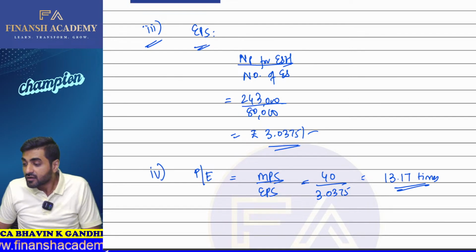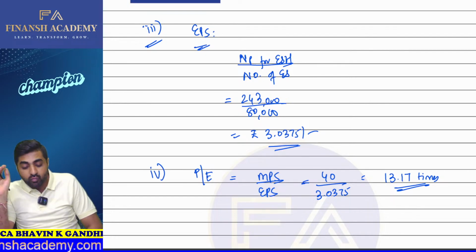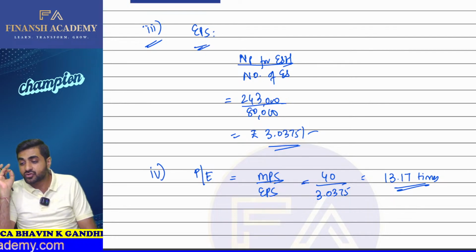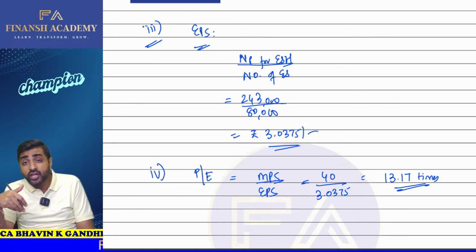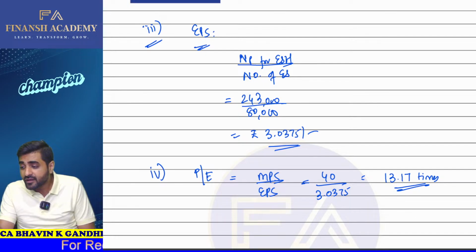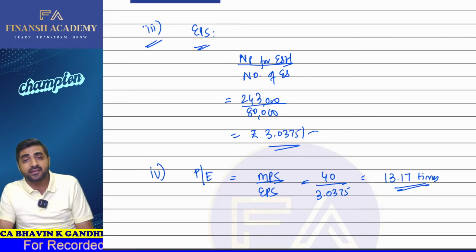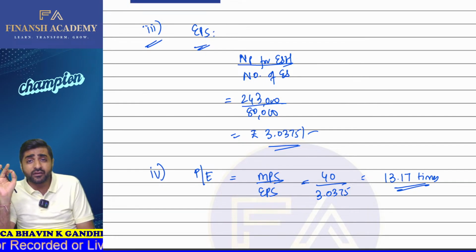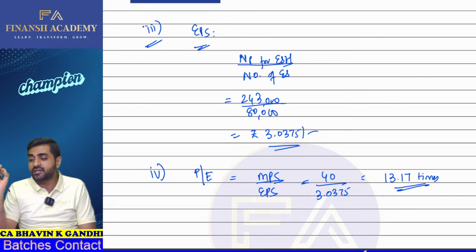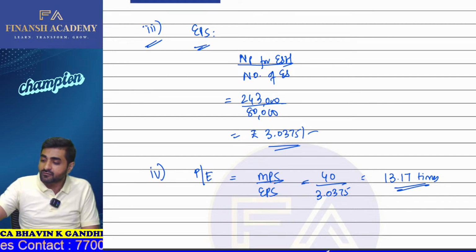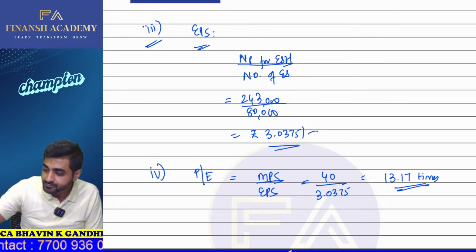So this is how we will be taking into consideration your P/E ratio. Is your P/E ratio coming as 13.17 times? Yes. So equity shareholders are willing to pay how many times? Are they willing to pay 13.17 times for 1 rupee of the EPS? Come on, yes or no? Then the answer is absolutely yes. So this is how we have to take it into consideration.